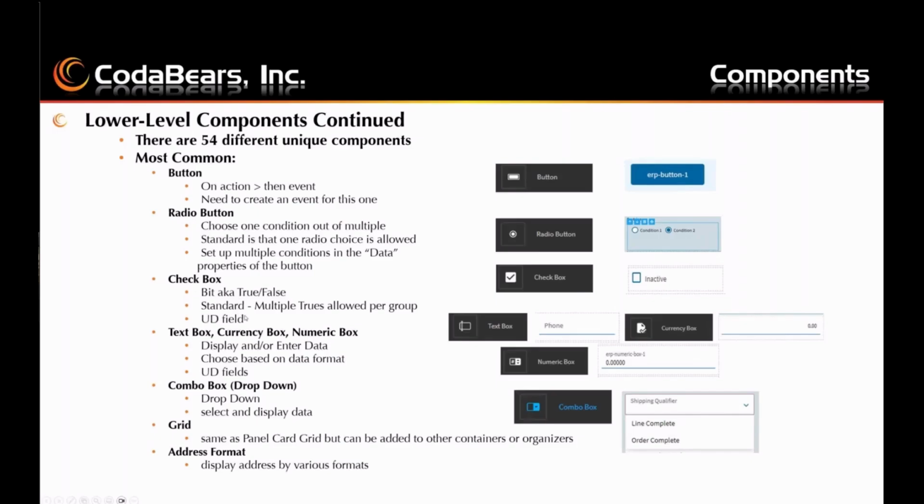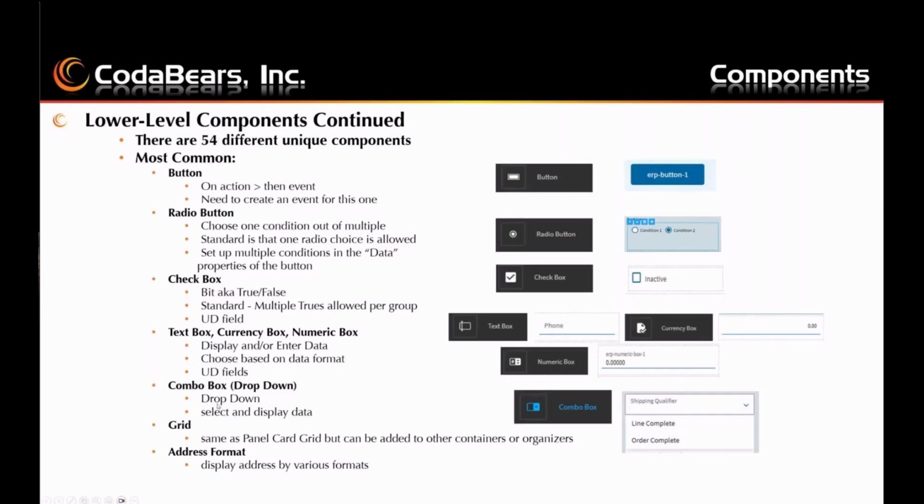Checkboxes can be used for UD fields that have bit as their format. Text box, currency box, and numeric box, that is to display or enter data. This is kind of what you see everywhere in Epicor. You choose the right one based on what format of data you're looking to link it to. This is obviously what you use a lot for UD fields.